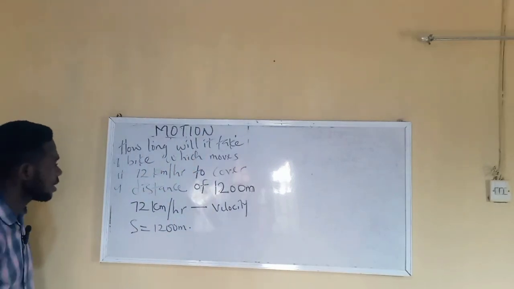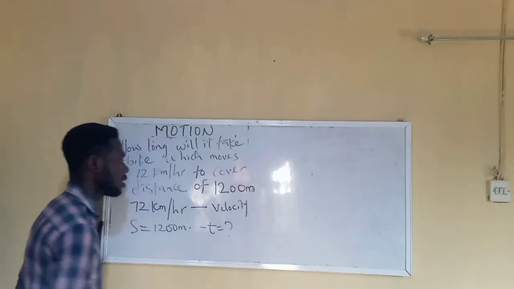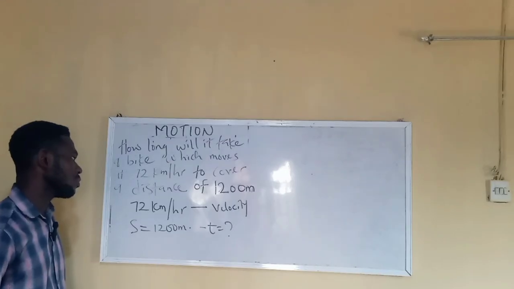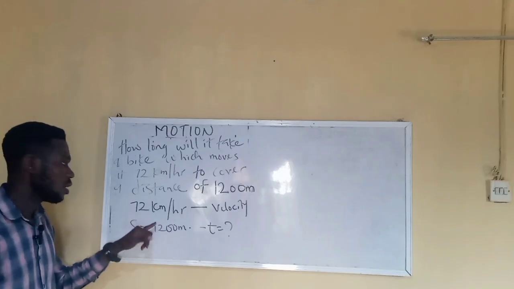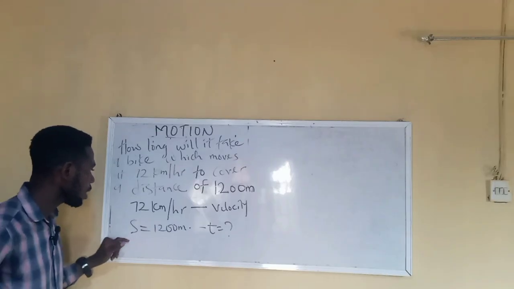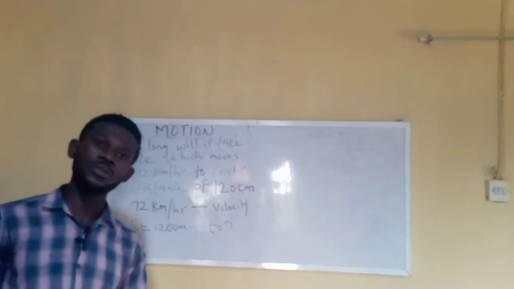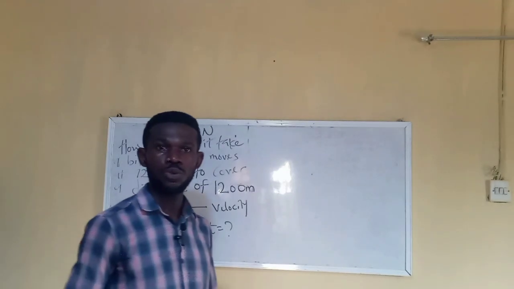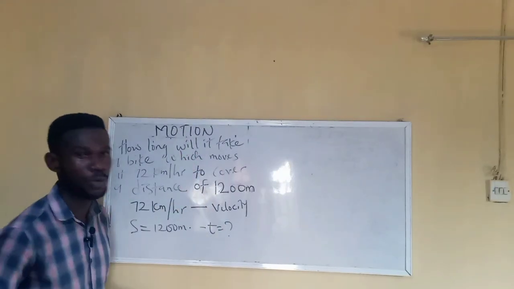So now let's look at this. The first thing is we are looking for time. And since we are looking for time, first things first, we have a non-correlation in terms of our units. Our velocity is given as kilometer per hour and our distance is given as meters. So we have to carry out a conversion, from kilometer per hour to meter per second. How do I go about it?